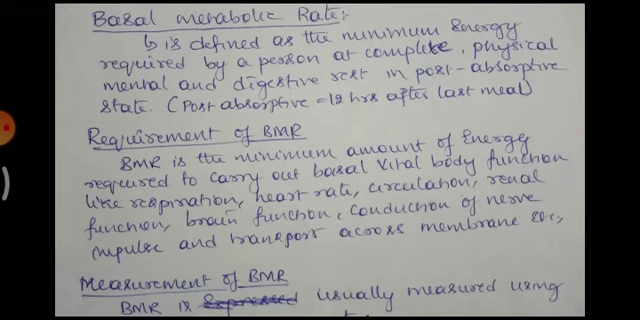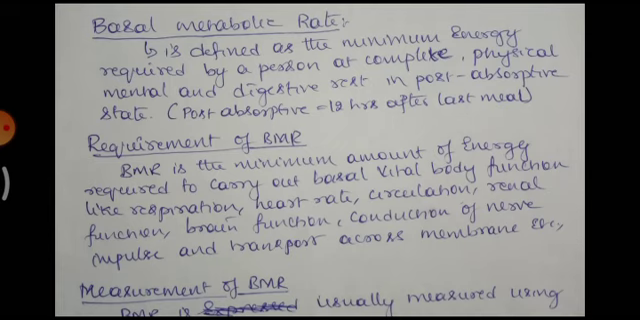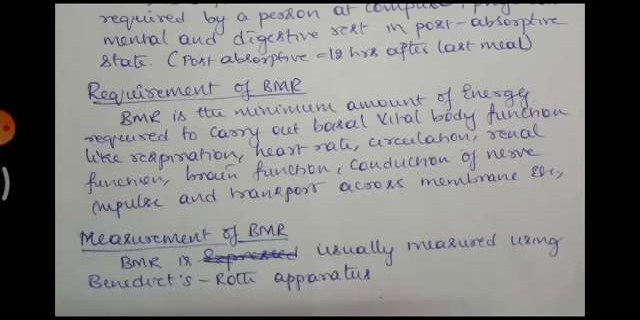The requirement of BMR is a minimum, basic minimum amount of energy required to carry out basal vital functions of the body such as respiration, heartbeat, circulation, renal function, brain function, conduction of nerve impulse, and transport across membranes. All these are involuntary functions, and all these require a certain amount of energy. Combined, all these functions' energy requirement is called BMR, basic metabolic rate.